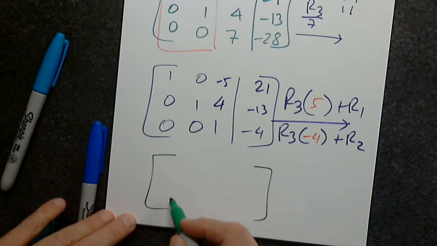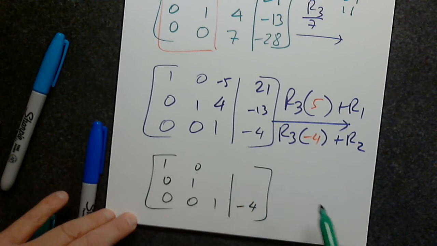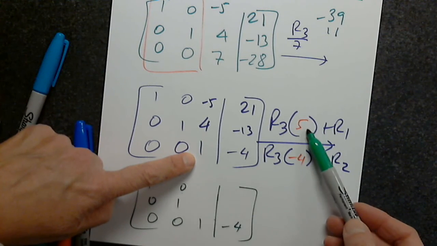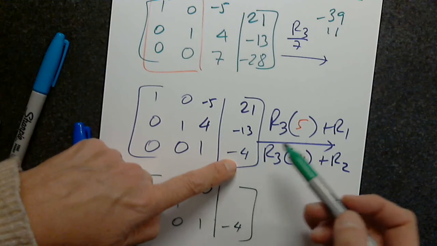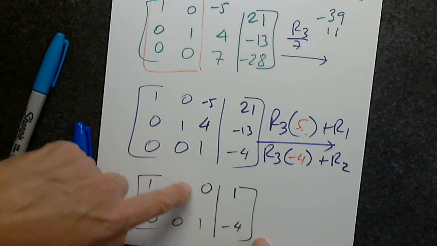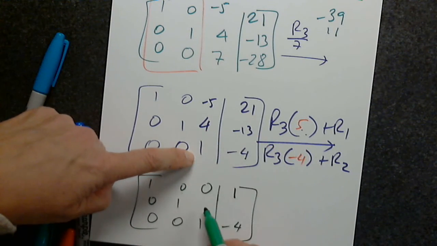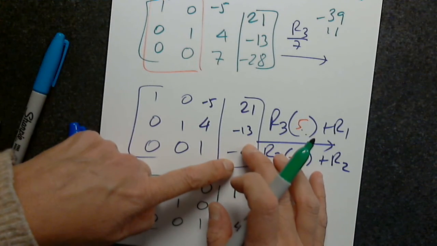Okay, which row do I copy now? Yes. So let's do this together. 1 times 5 minus 5. Negative 4 times 5 is negative 20 plus 21. 1. 1 times negative 4 plus 4. Negative 4 times negative 4 is 16 minus 13, 3.